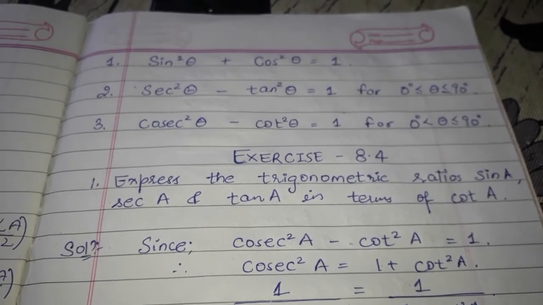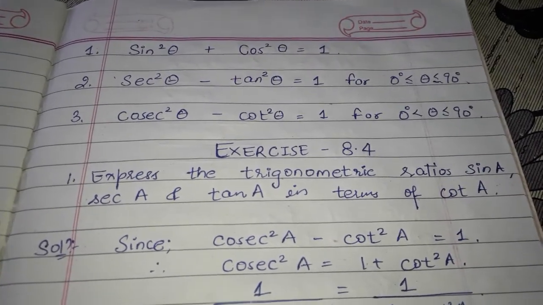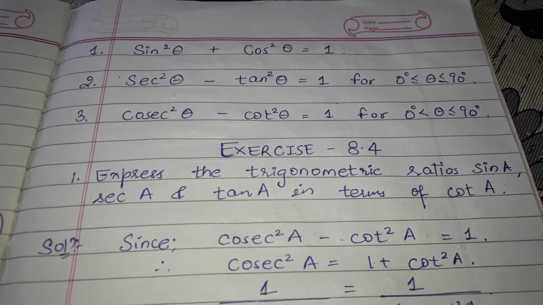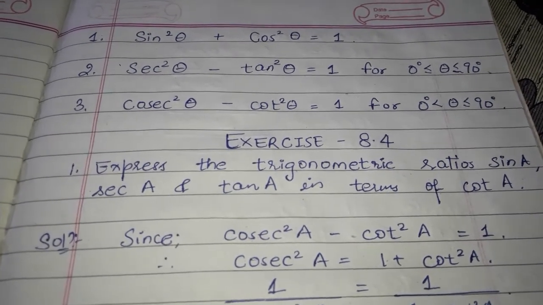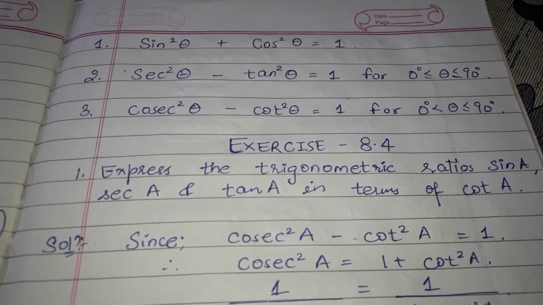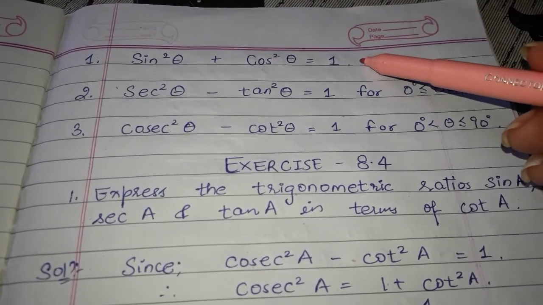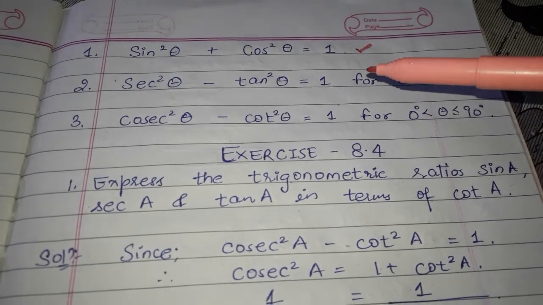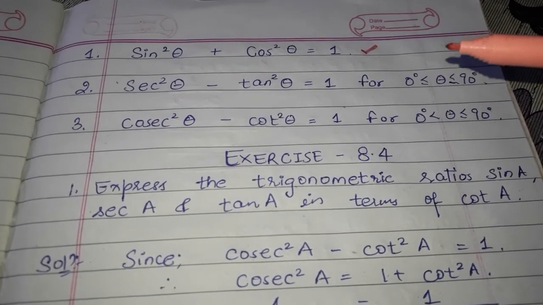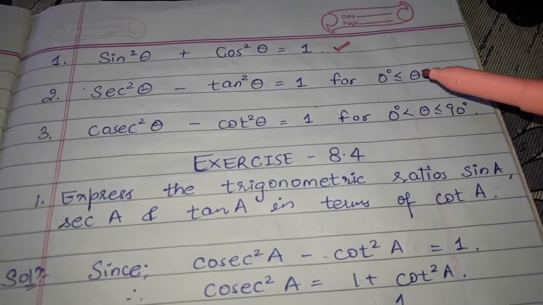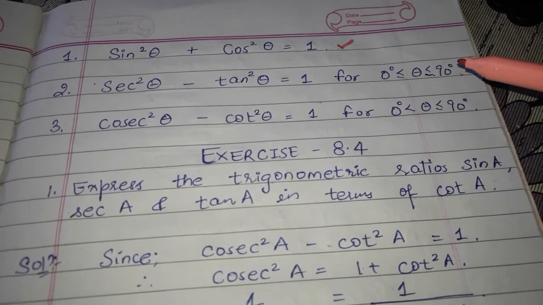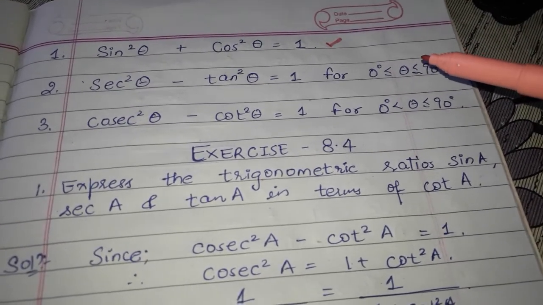So, in this video, we are going to cover the questions of exercise 8.4. The identities which are used in this exercise are sin²θ + cos²θ is always equal to 1. sec²θ − tan²θ is equal to 1 for θ lies between 0 degree to 90 degree. θ can be 0 degree too.